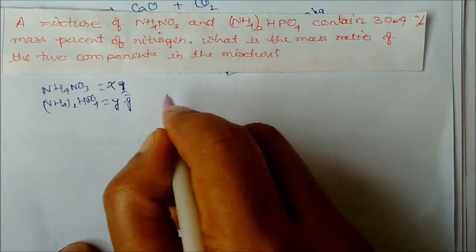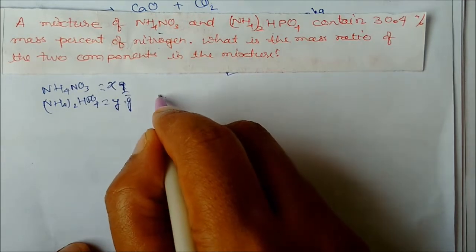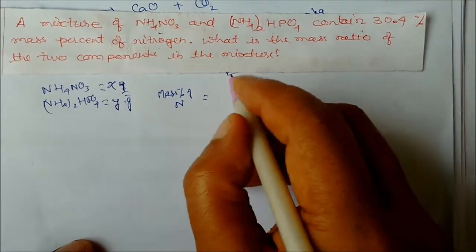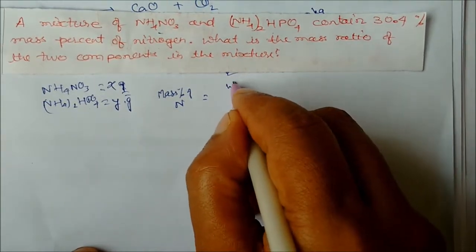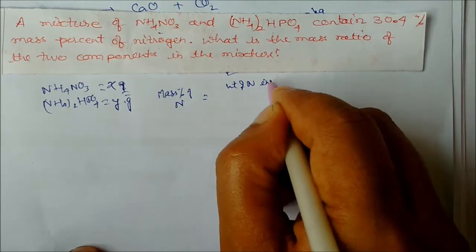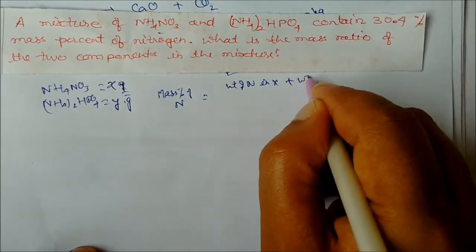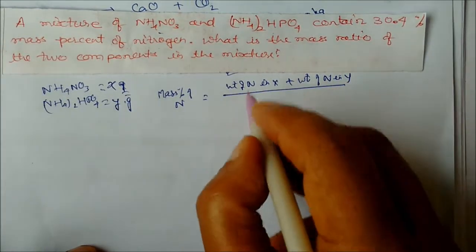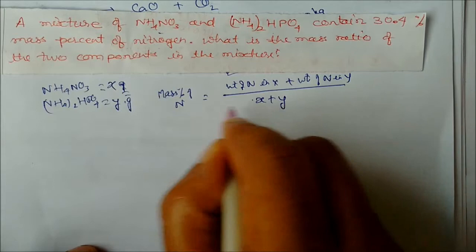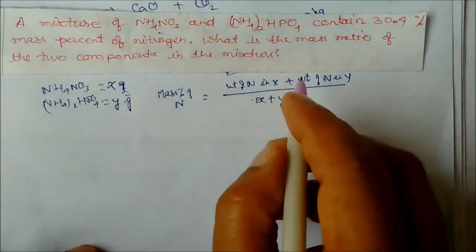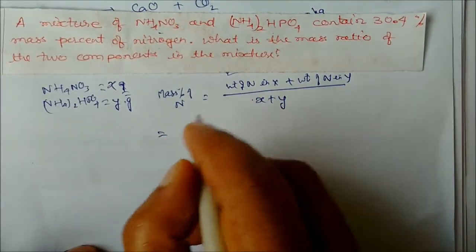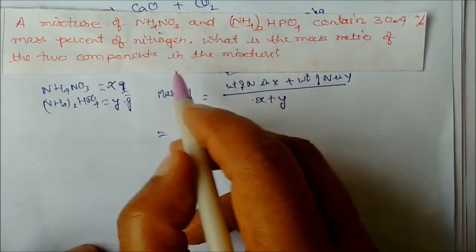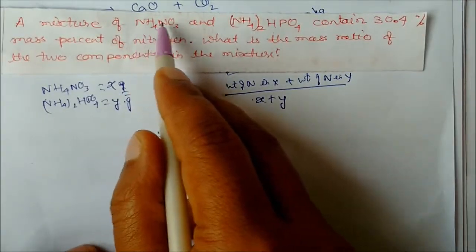So again we can write here, mass percent of nitrogen is equal to weight of nitrogen in X plus weight of nitrogen in Y, divided by weight of X plus Y. So this is the mass percent of nitrogen, over the total weight of the substance. So weight of nitrogen means how much. So here we get 30.4%. So this is the weight X. How many nitrogens are there? 2 nitrogens are there.